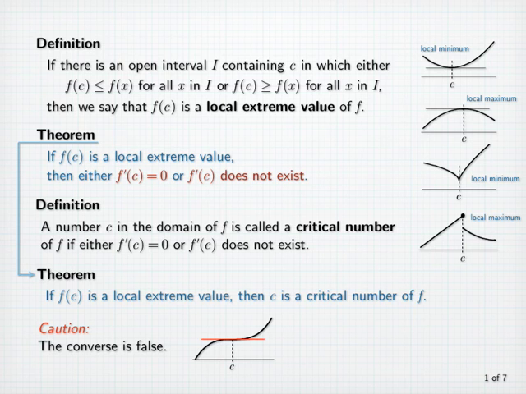Here's a picture where f prime of c equals 0, but f of c is neither a local maximum nor a local minimum. Here's a picture where f prime of c doesn't exist, and again, f of c is neither a local maximum nor a local minimum. And finally, another example where the function fails to be differentiable at c because it's discontinuous at c.